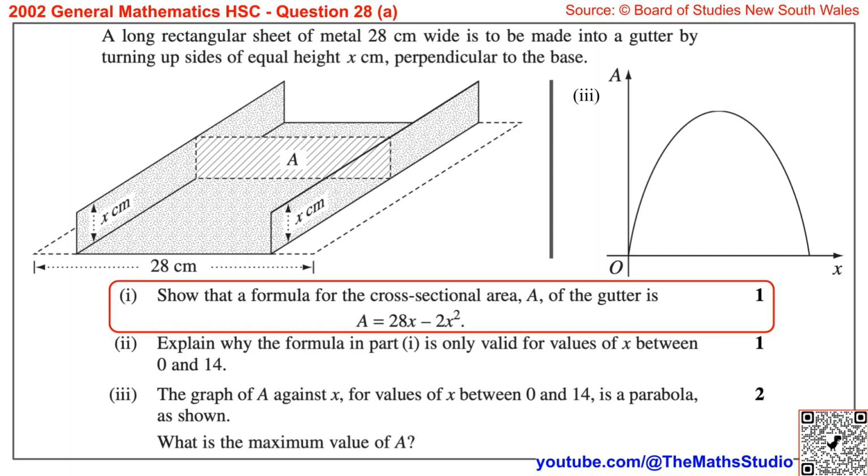Question 28, Part A. A long rectangular sheet of metal, 28 centimeters wide, is to be made into a gutter by turning up sides of equal height x centimeters perpendicular to the base. Part 1. Show that a formula for the cross-sectional area, A, of the gutter is A equals 28x minus 2x squared.